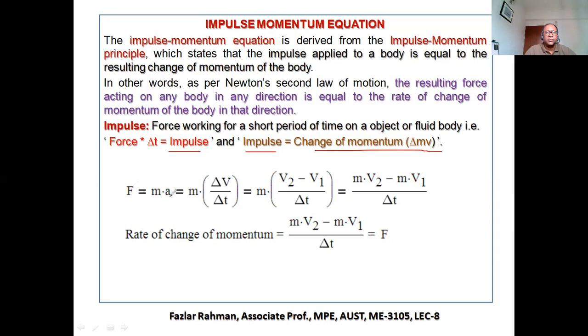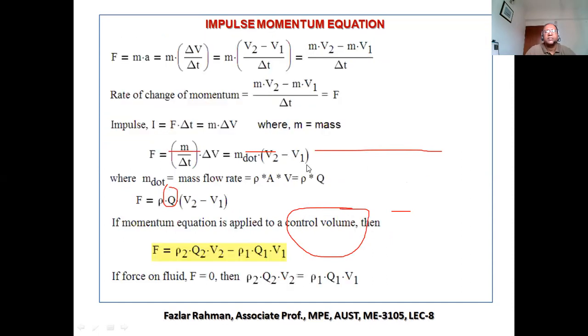So let's see now. F equals m a. This acceleration you can express as change of velocity with respect to time, so delta V, that is V2 minus V1, by delta T. This equals F because it is the rate of change of momentum, as per the second law. Now you see the impulse, F into delta T, equals change of momentum mV. So what is my F from this equation? F equals m into delta V by delta T, right?